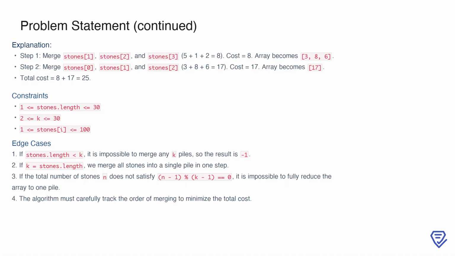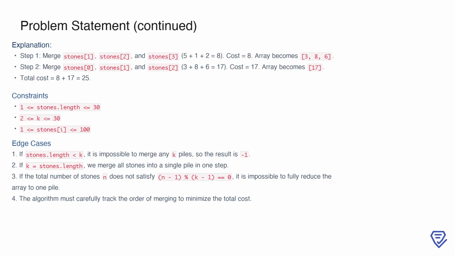In the second step, we merge all 3 remaining piles, 3, 8, and 6, into one pile with a total weight of 17 and a cost of 17. The array is now reduced to 17. The total cost of these merges is 8 plus 17 is equal to 25, which is the minimum cost for this example.